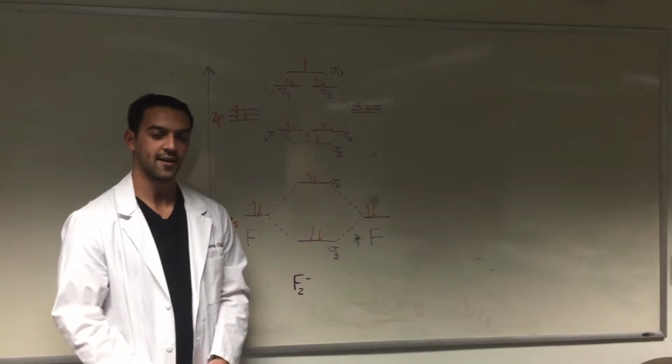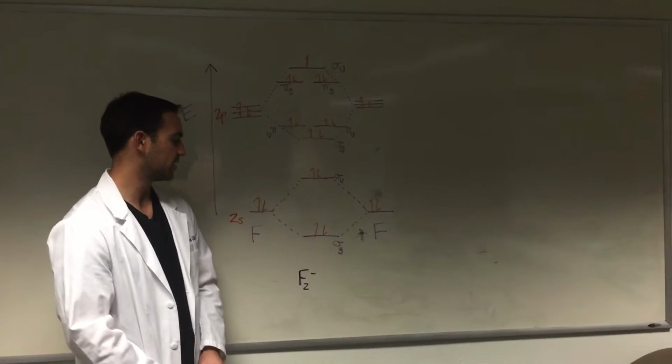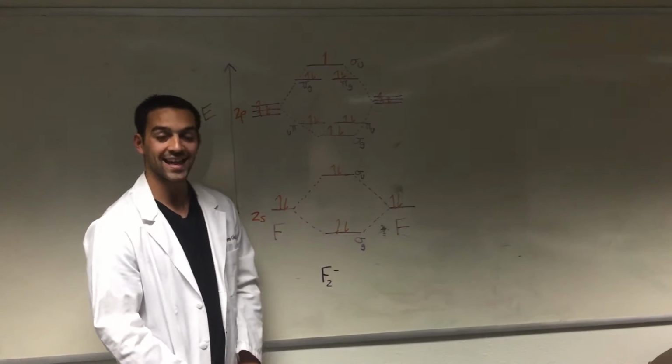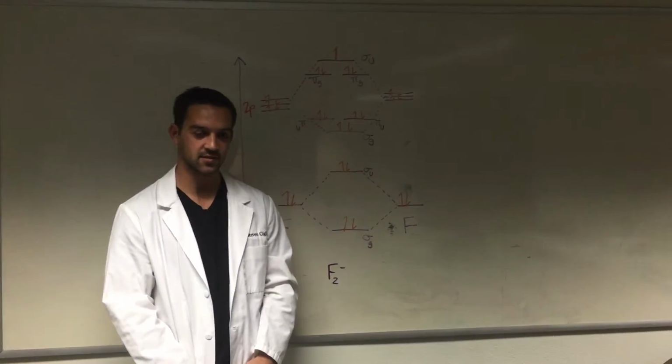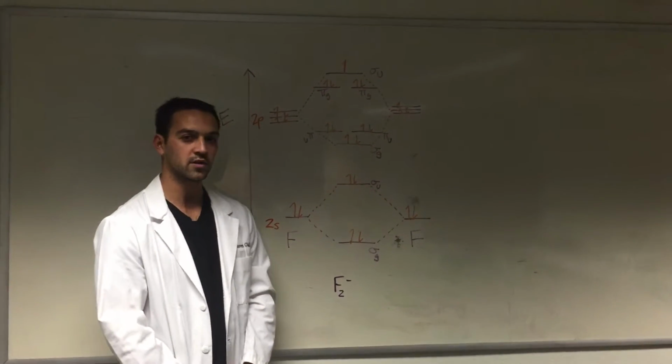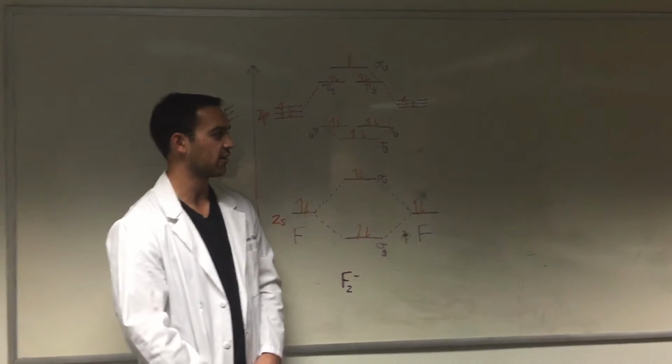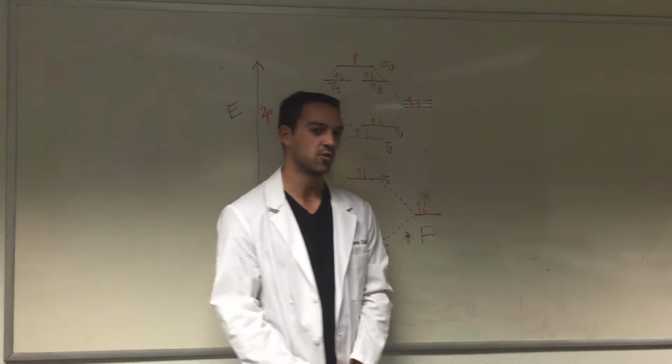Alright, so now that we described the gerade and ungerade symmetries, let's go take a look at our molecular orbital diagram and investigate it further. Alright, so now that we have a better understanding of our bonding and anti-bonding orbitals, as well as our gerade and ungerade symmetries, let's take a look at another important aspect of molecular orbital diagrams, and that is bond order.